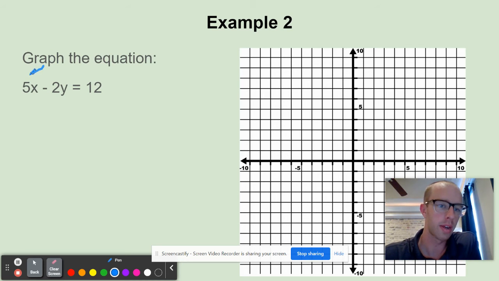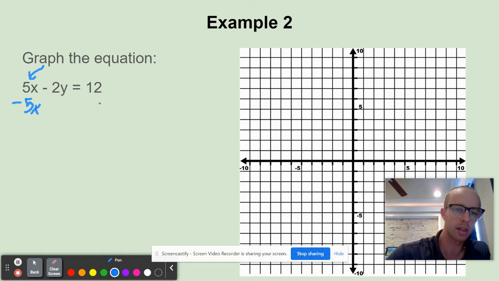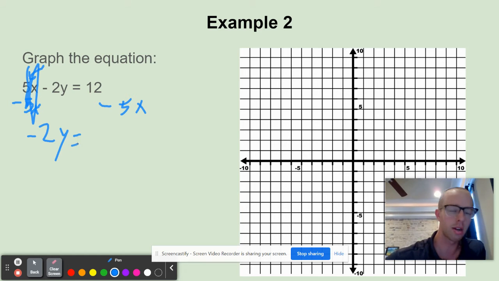Well, I want to get rid of this positive 5x so I can start to get the y by itself. To do so, I'm going to subtract 5x from both sides. Subtract 5x from here and here. These cancel out, so on this side I'm just left with a negative 2y equals.